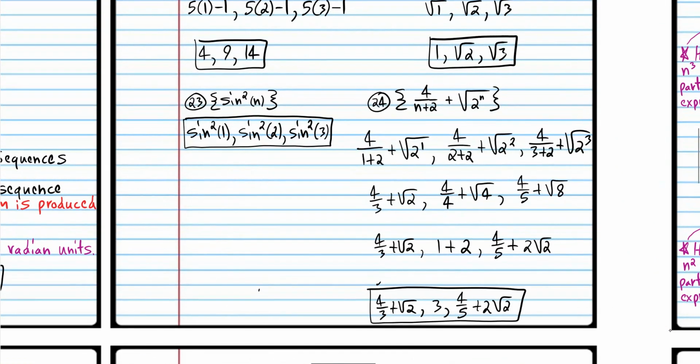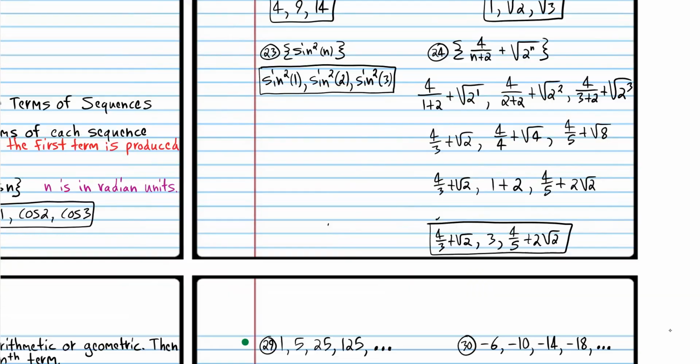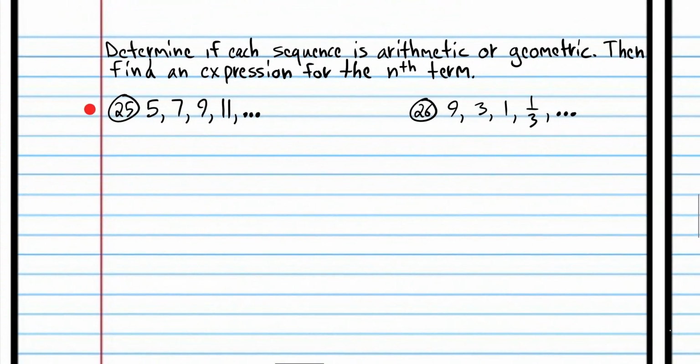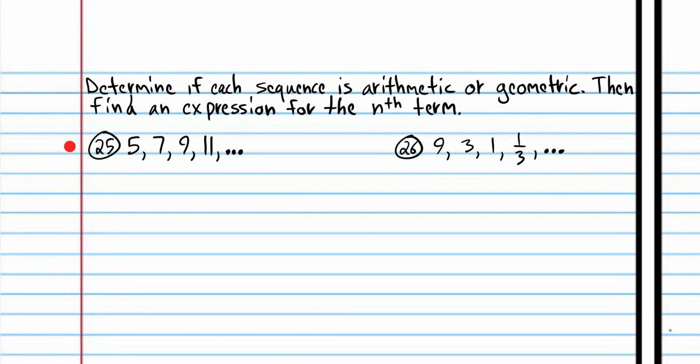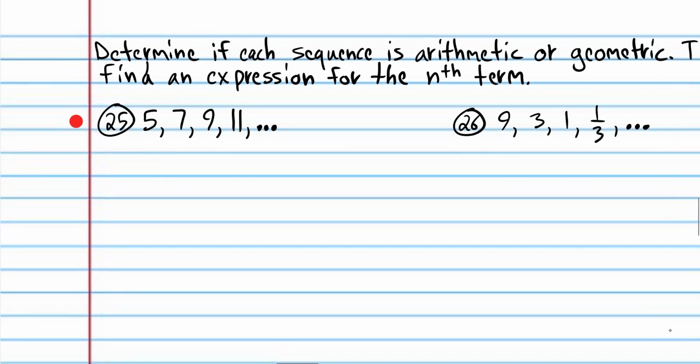So we were given an expression for the sequence and asked to find the first 3 terms. Well, now we're going to go backwards. We're given the first 4 terms, and we're going to be asked to find an expression, an algebraic expression for the sequence. And we need to identify whether or not the sequence is arithmetic or geometric. You can see that this is an arithmetic sequence. We're adding 2 each time.